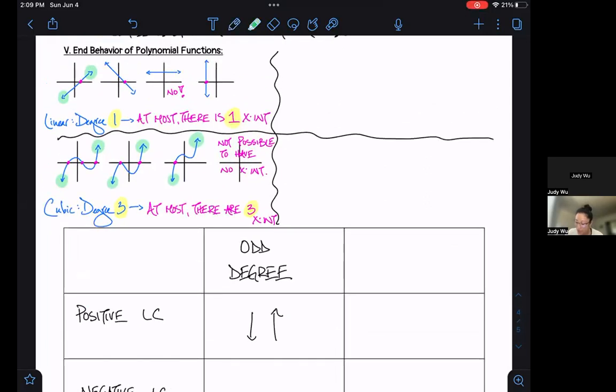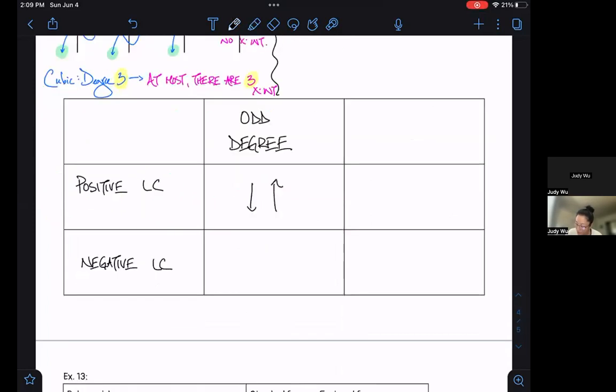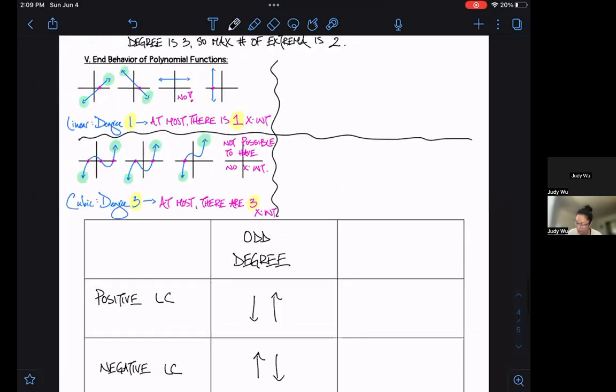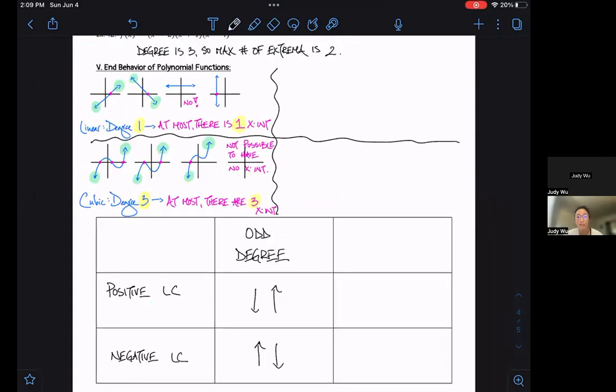Now, if we were to make the leading coefficient negative, we'd actually end up with this second picture, where the end behavior is now up, down, instead of down, up. All right, so if I have an odd degree and a negative leading coefficient, it will be up, down. All right, so that's sort of the main story with odd degrees, all right?